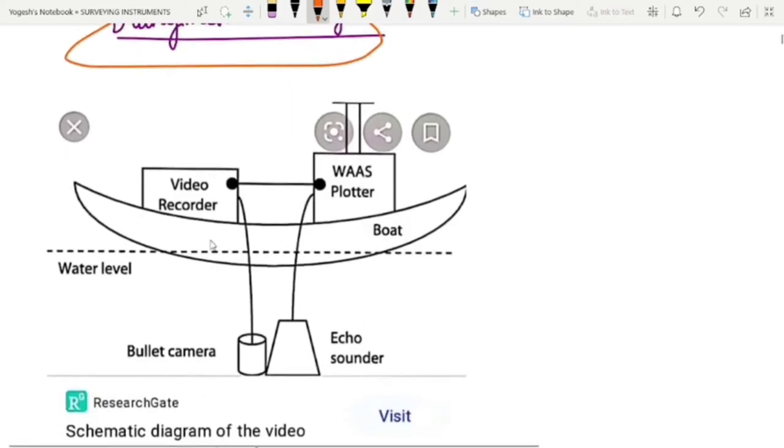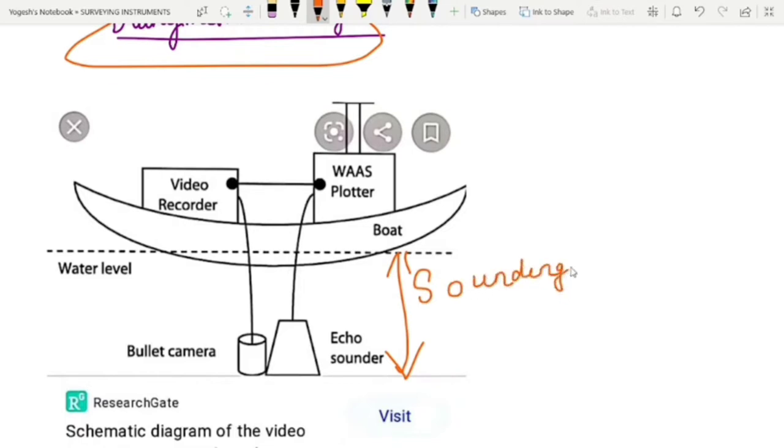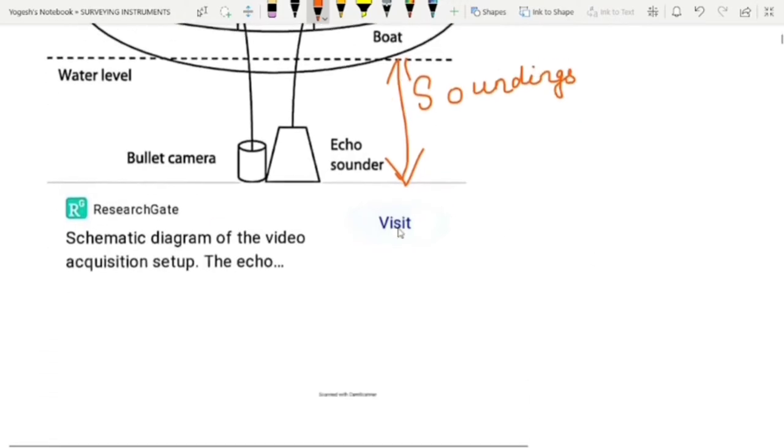In this bathymetric survey, this is the video recorder, which is used for taking photographs or videographs, and this is the echo sounder. Along with this complete height, different soundings are measured. Please be careful. My dear students, along with this height, different soundings are measured.